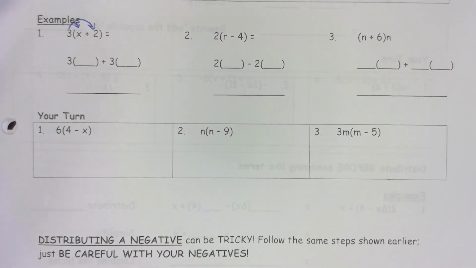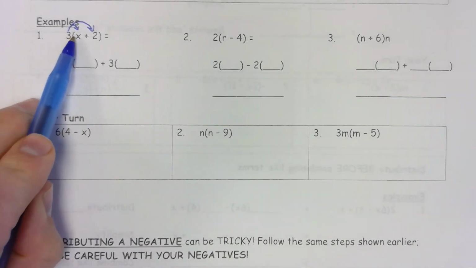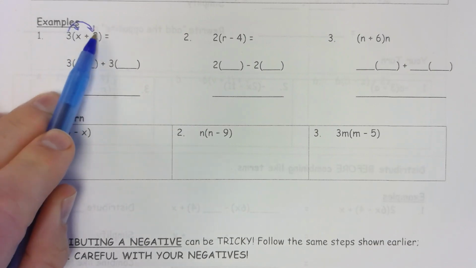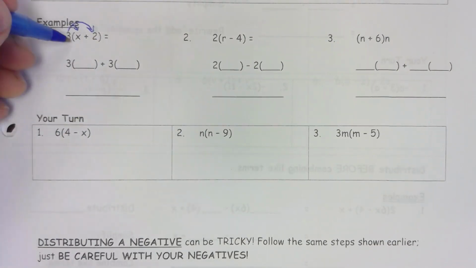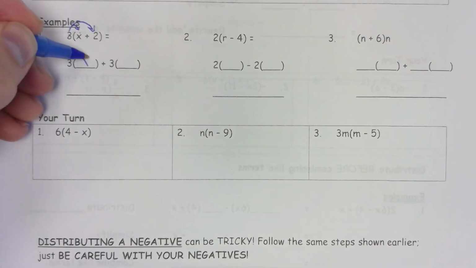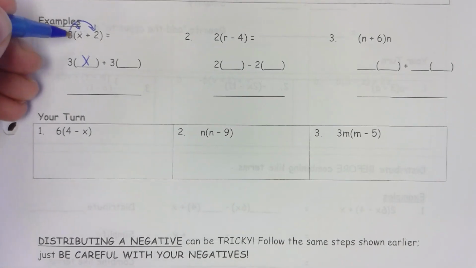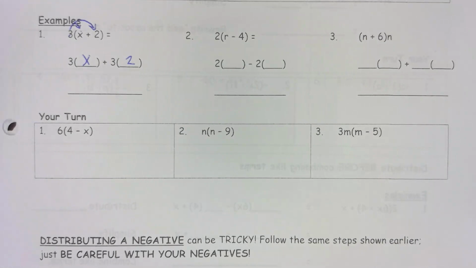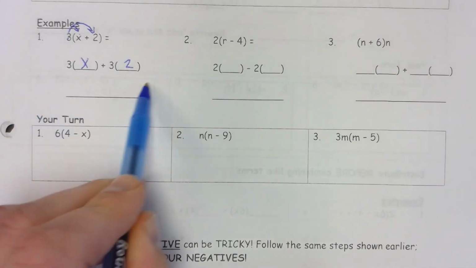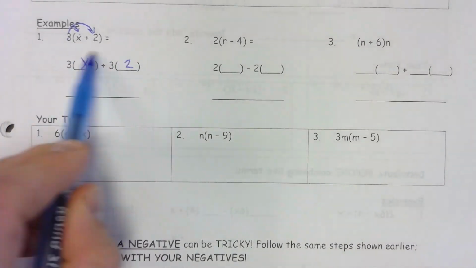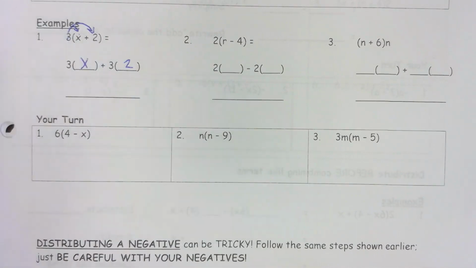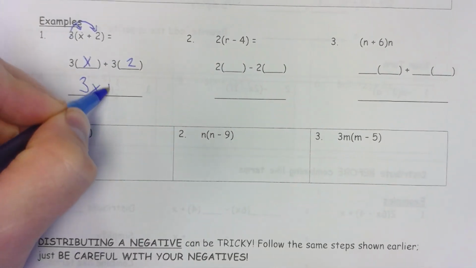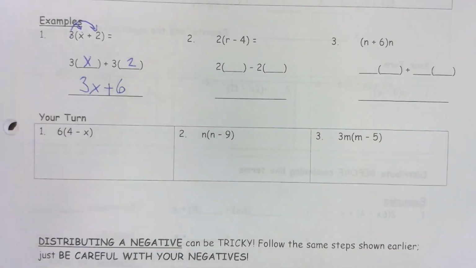But we want to make sure that we're doing the thing on the outside times the first thing on the inside, the thing on the outside times the second thing on the inside. And so we've got 3 times x plus 3 times 2. We always want to simplify as much as we can. You can actually pretty quickly skip this step as long as you understand the first step. And we end up with 3x plus 6, okay?